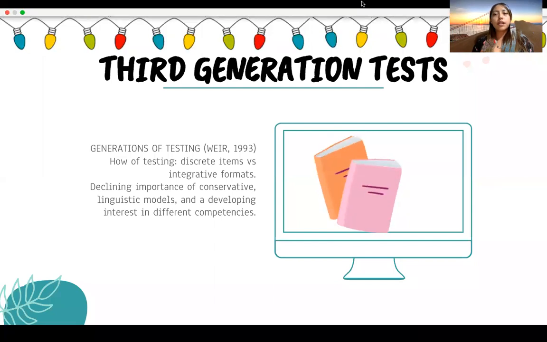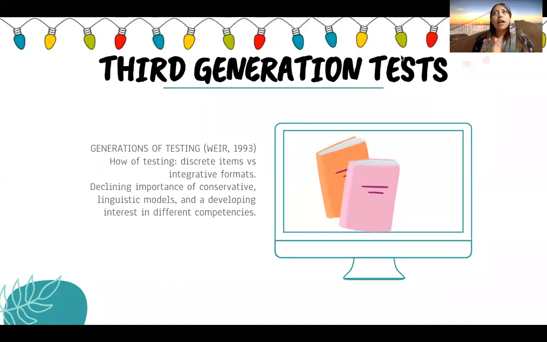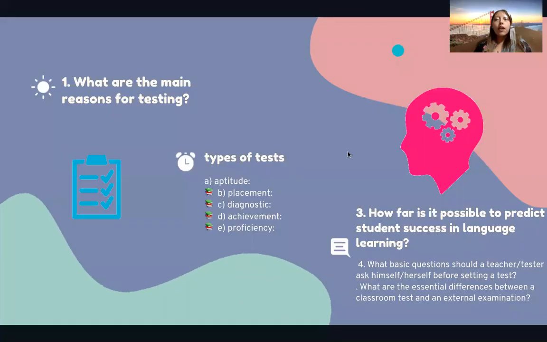Well, to continue with the presentation, we are going to identify the next aspects of this subject. We identify different important questions to analyze: what are the main reasons to test, what are the types of tests, how far is it possible to predict a student's success in language learning, what basic questions should a teacher or tester ask before setting a test, and what are the essential differences between a classroom test and an external examination.